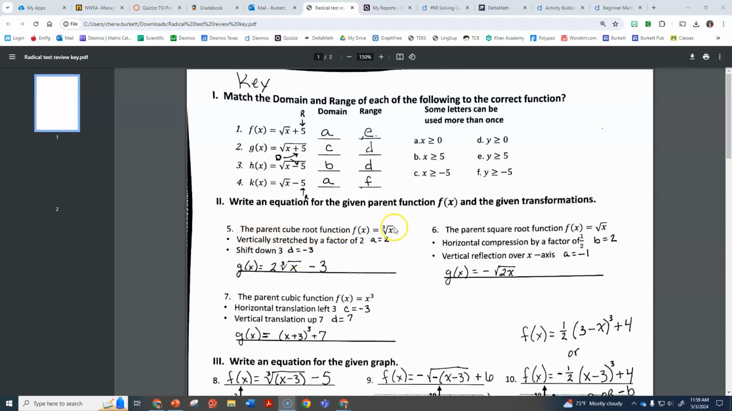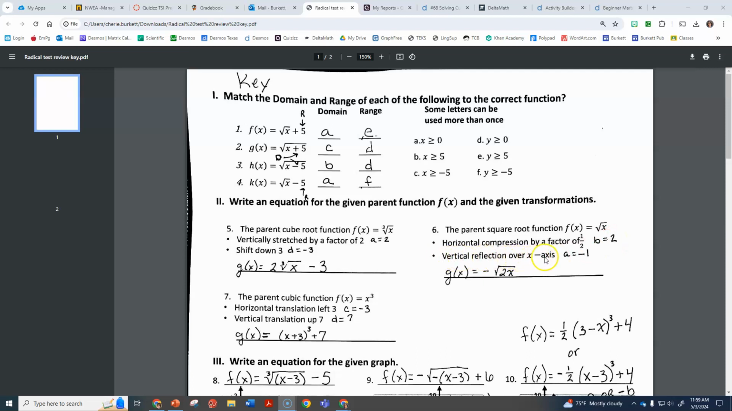The parent cube root function looks like this. You have to recognize that vertically stretched by a factor of 2 means that the a value is 2. Shifting down, that's a d value, and you just have to know where the a and the d go. Horizontal compression, that's a b, and remember B is backwards. So if it's compression by a factor of 1/2, then flip that 1/2 upside down and that's your B value.